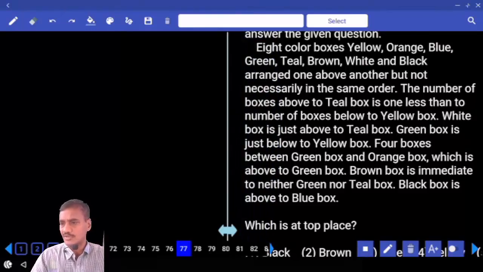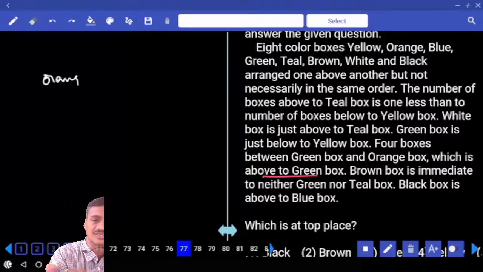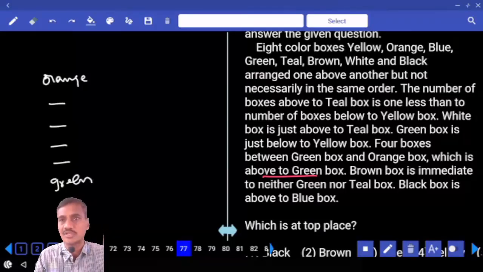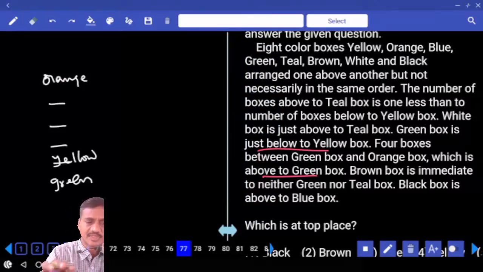And green box is below yellow box. Isn't it? 4 boxes between green and orange. Orange is above the green color box. Let us take orange here. There are 4 boxes in between. 1, 2, 3, 4. And this is green. And so altogether how many boxes are there as of now? 6 boxes. Green box is just below yellow. Now green is just below yellow. Yellow must be at this place. And yellow is at this place.